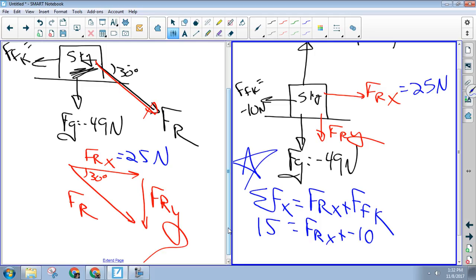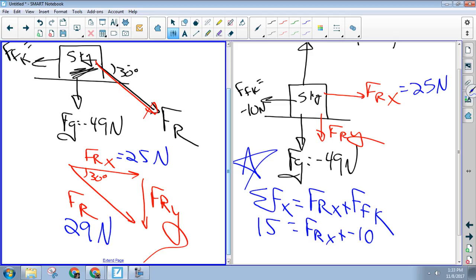Okay, so we can do some trig here. If you divide by the sine of 30, you find out that Roy's force is 29 newtons. The question said, what's the magnitude of Roy's force? That's what this was asking for: how much force is he exerting? I don't care about the direction, just how much. That's what the word magnitude means.